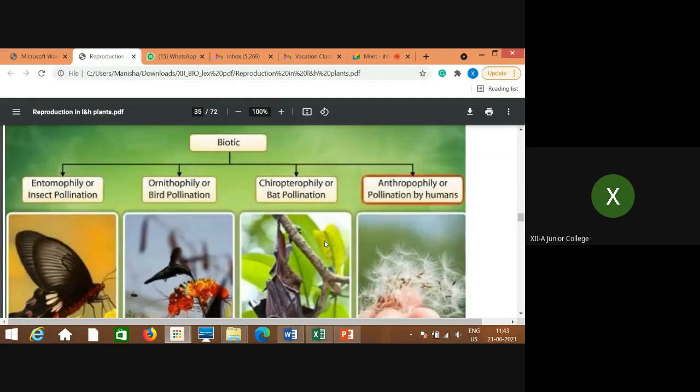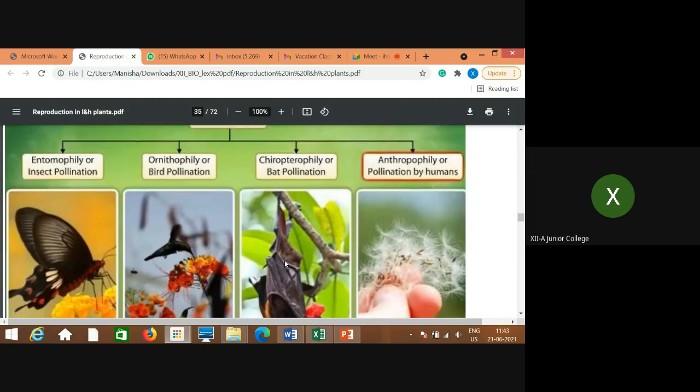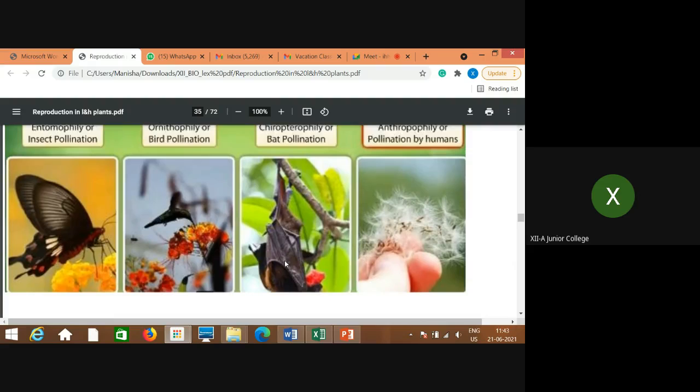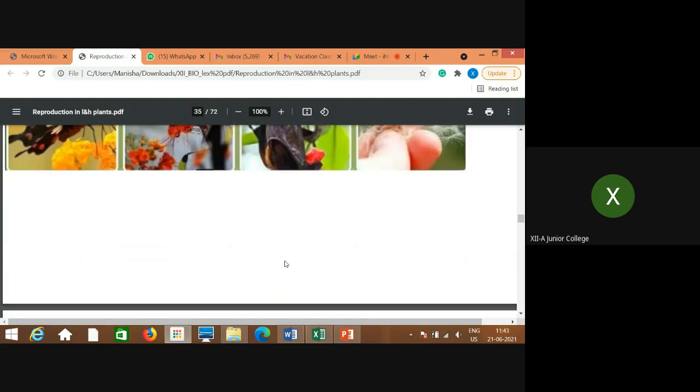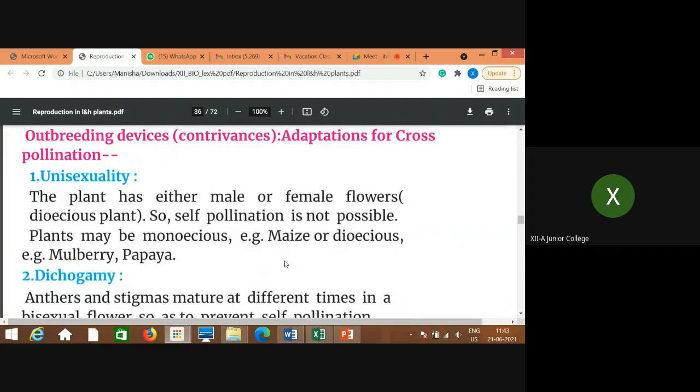In this diagram you can see all these biotic agents along with the pictures. Entomophily means insect pollination, ornithophily means bird pollination, chiropterophily means bat pollination, and anthropophily means human. Now, how the humans are responsible, we'll discuss later. This is what is included in the syllabus I'm going to talk about.